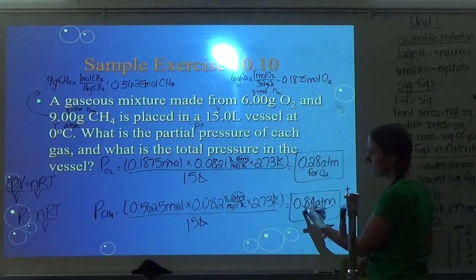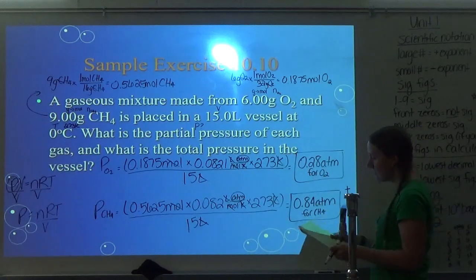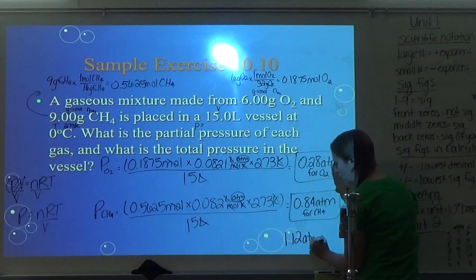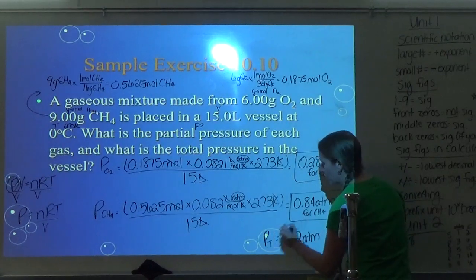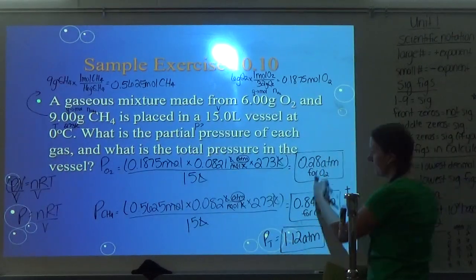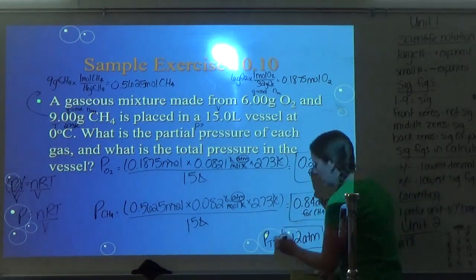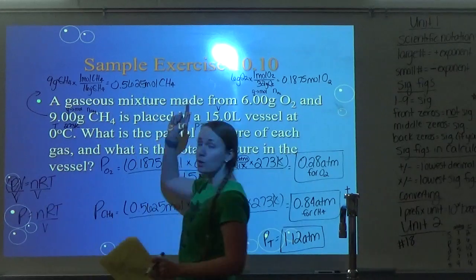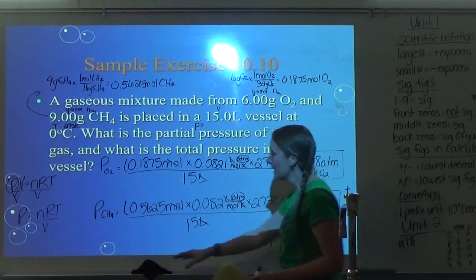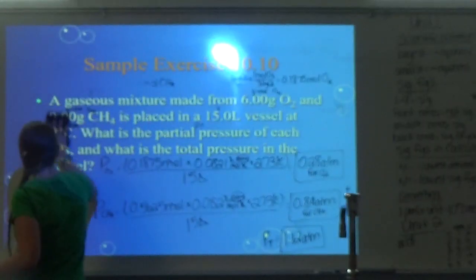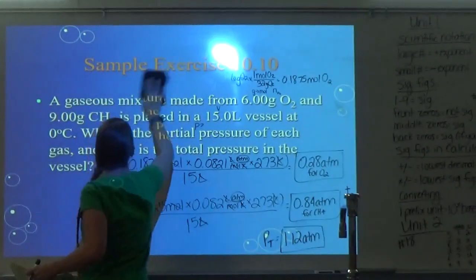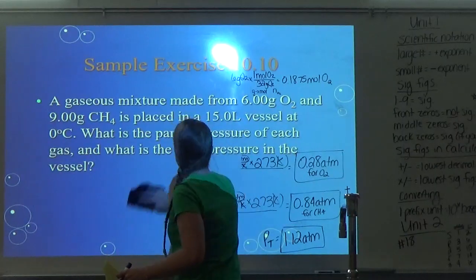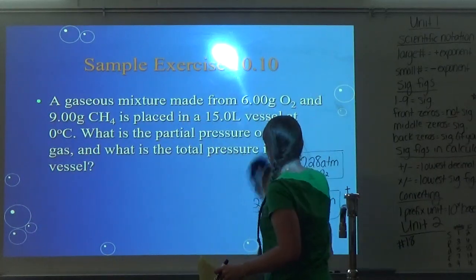Total is your partials added together. So when I do 0.28 plus 0.84, I end up getting a total of 1.12. So my P total equals that. And so all I did to get that was I added these two together. Okay, but again, you could have redone this by plugging in the total number of moles and you would get the same answer. All right, so like I said, we're just taking Dalton's law and we're using it as a step in a problem instead of it being the only step. So that's the difference in what we do in honors versus AP.